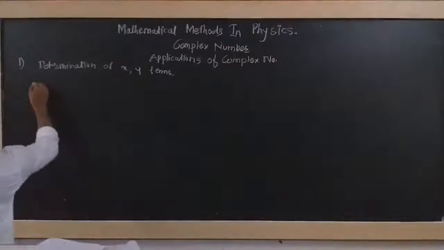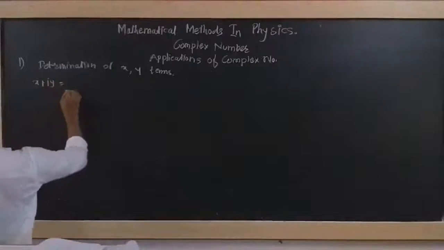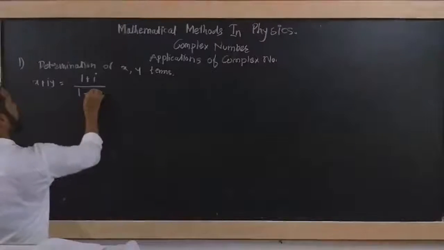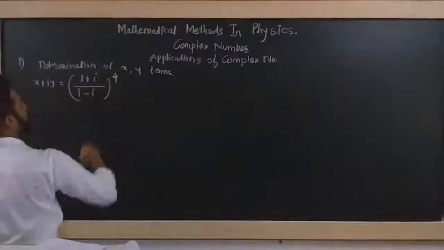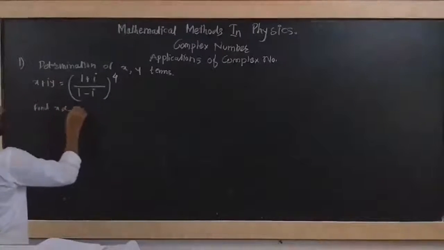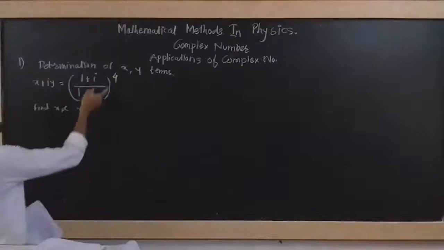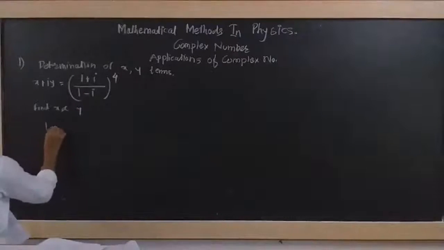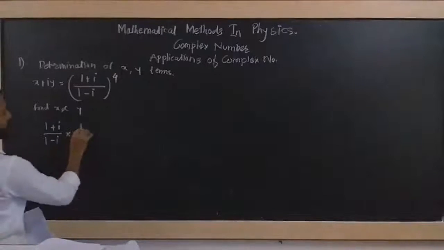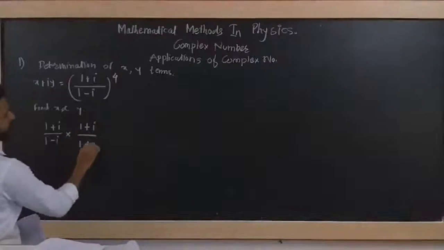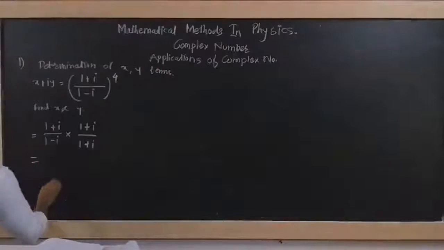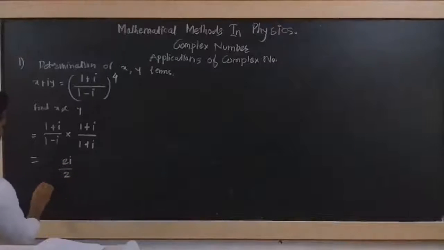If x plus iy is given by (1 plus i upon 1 minus i) raised to 4, find x and y. Whenever we face such kind of problems, as I told you, for (1 plus i) upon (1 minus i), just multiply by its complex conjugate, so 1 plus i and 1 plus i. Now you can do the simple multiplication. So the answer is 2i upon 2, so the answer is i.